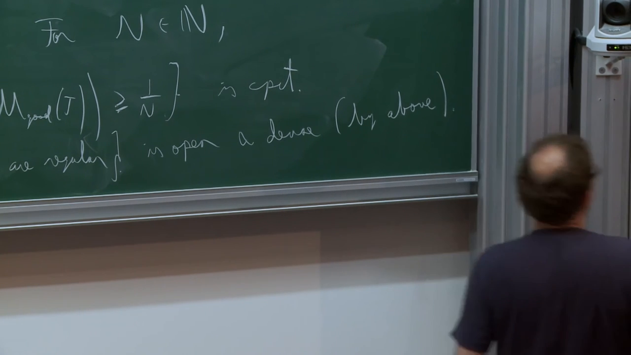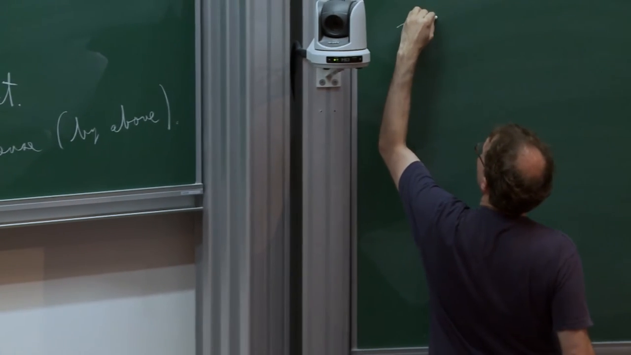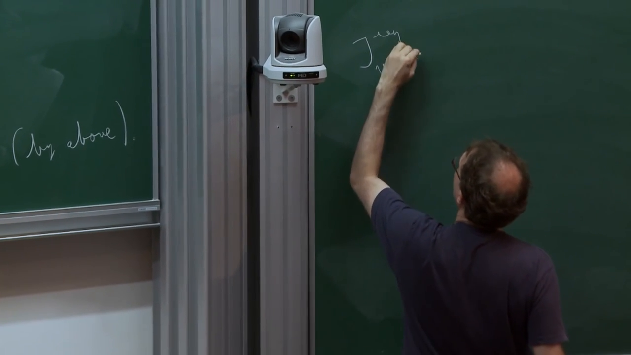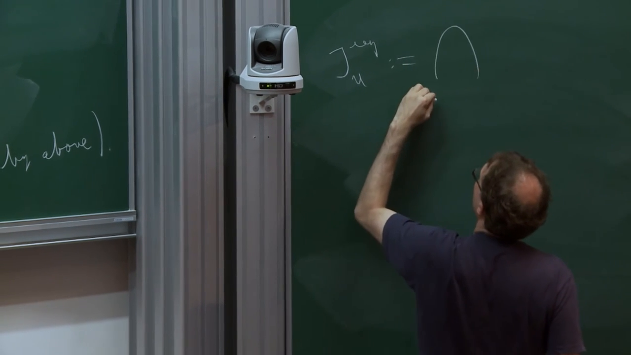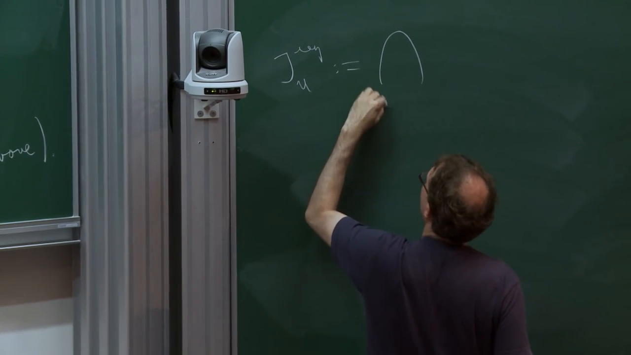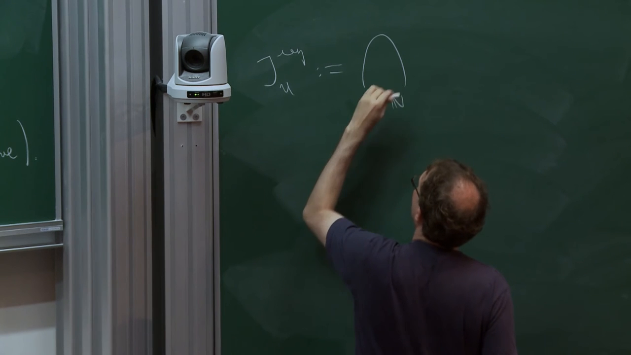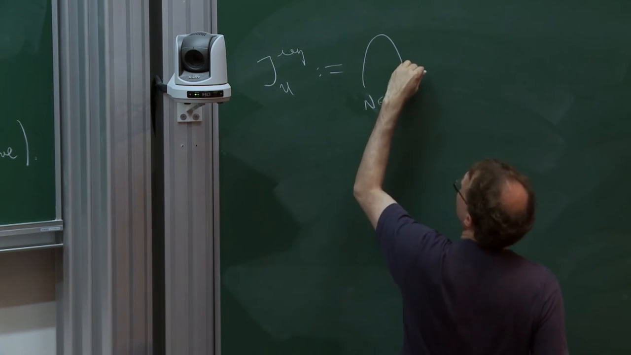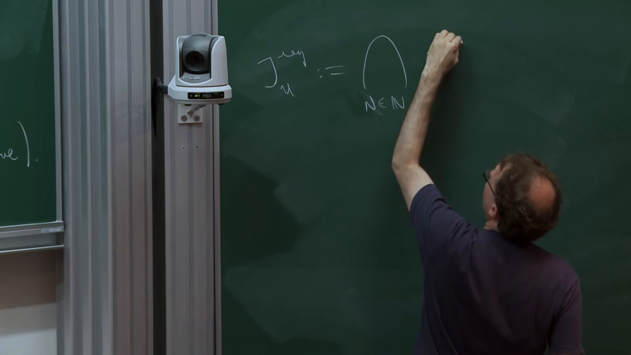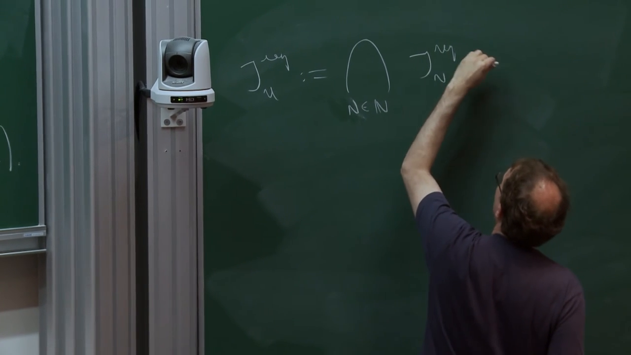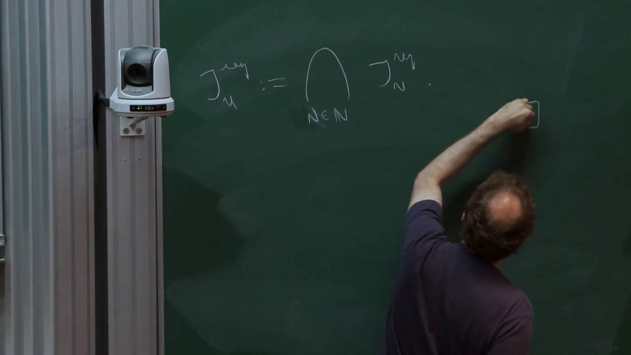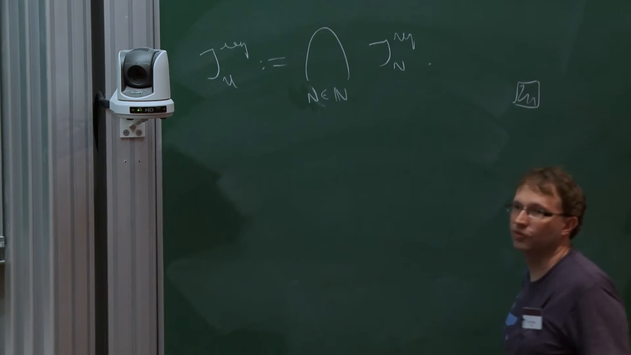So all I have to do now is say, the space I'm looking for, called J reg, is the countable intersection of these J reg n's. And then I'm done, because that's a countable intersection of open dense subsets.